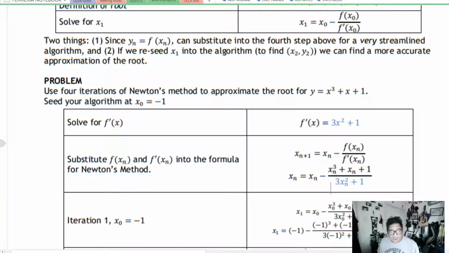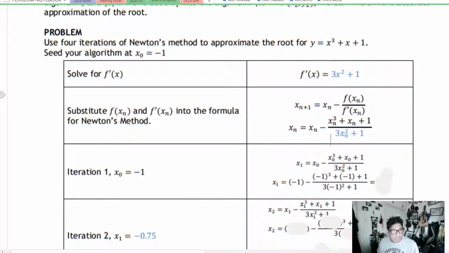Now that's our formula then. So for iteration 1, we're going to substitute -1 into our formula. So here we go with our formula. We have x1 is going to be x naught multiplied by this formula with all the x naughts subbed into it. Every time we see an x naught, we're going to substitute -1.